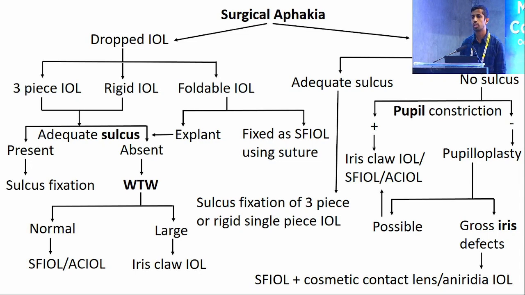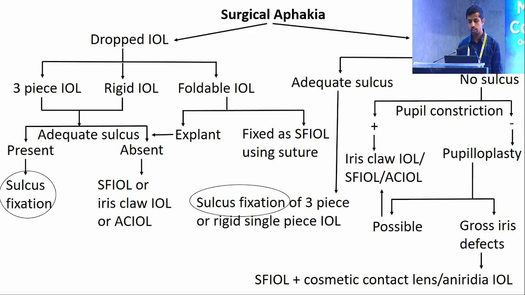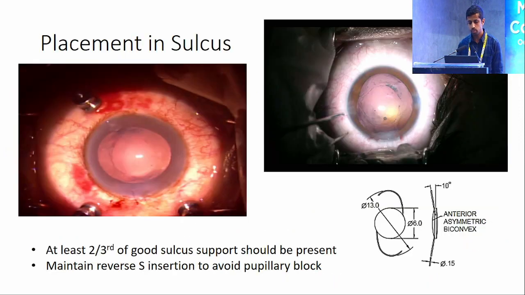When we don't have an IOL and it's just a case of aphakia and we have adequate sulcus, we can go for sulcus fixation of the 3-piece IOL or a rigid single-piece IOL. When there is no sulcus, again we have to assess the pupillary constriction. If it is constricting, you can go for any of the IOLs, that is iris claw, SFIOL or AC IOL. If the pupil is not constricting, you can consider pupilloplasty, and after that again go back to either iris claw, SFIOL or AC IOL. If there are gross iris defects, then you have to go for an SFIOL with a cosmetic contact lens or for an aniridia IOL. So we will see how a sulcus fixation is done.